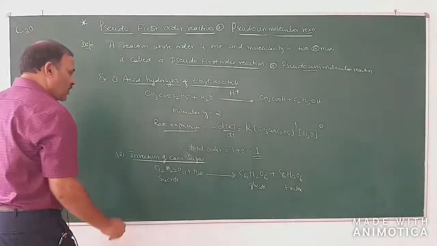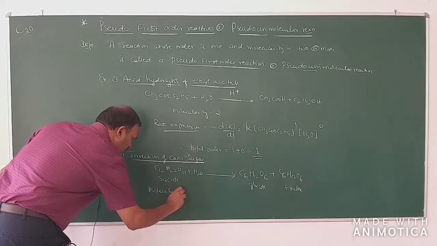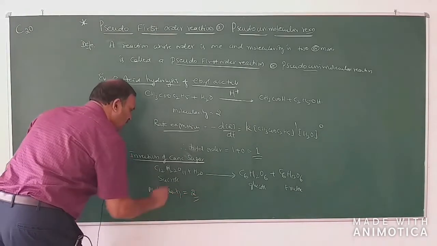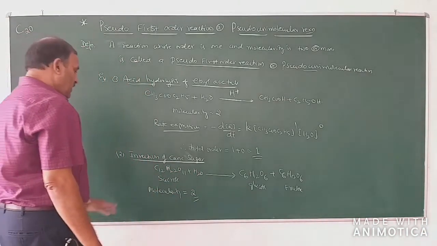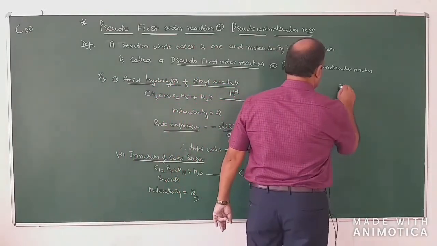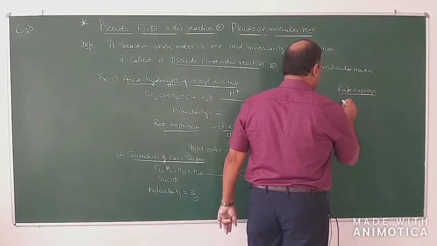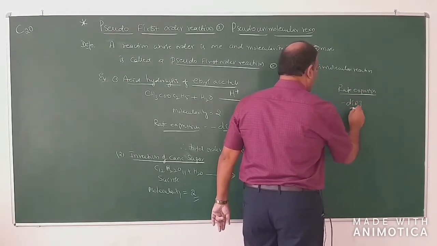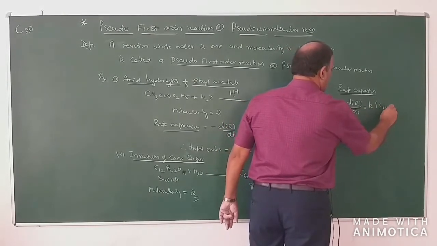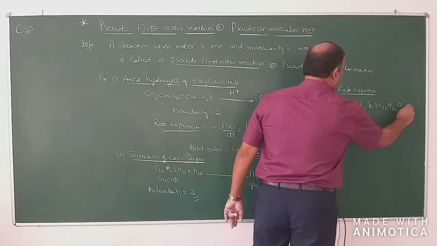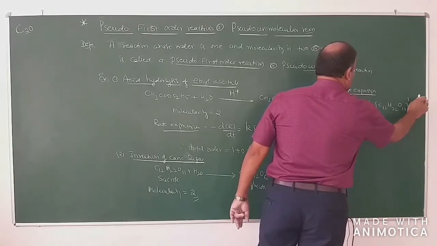So here what is the molecularity of this reaction? Molecularity equals 2 because two molecules of reactants are taking part. And then what is the rate expression? Rate expression: minus d[R]/dt equals K into concentration of C12H22O11 to the power of 1 and concentration of H2O to the power of 0.